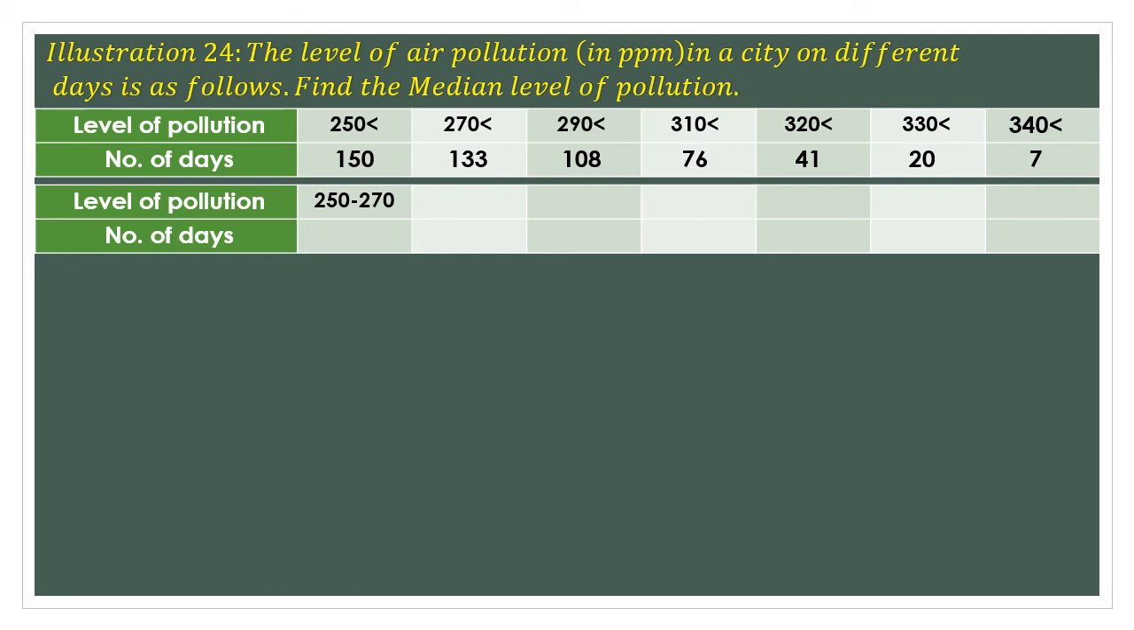But the class has been changed. 250 or above has been changed into 250 to 270. That means the frequency will also be found using the difference. 150 minus 133 is 17. Okay, so that way you have to write down all the frequencies, but before that, classes will be 250 to 270, 270 to 290, 290 to 310, 310 to 320, 320 to 330, 330 to 340. But 340 and above means it's infinity, so we just write down 340 and above.